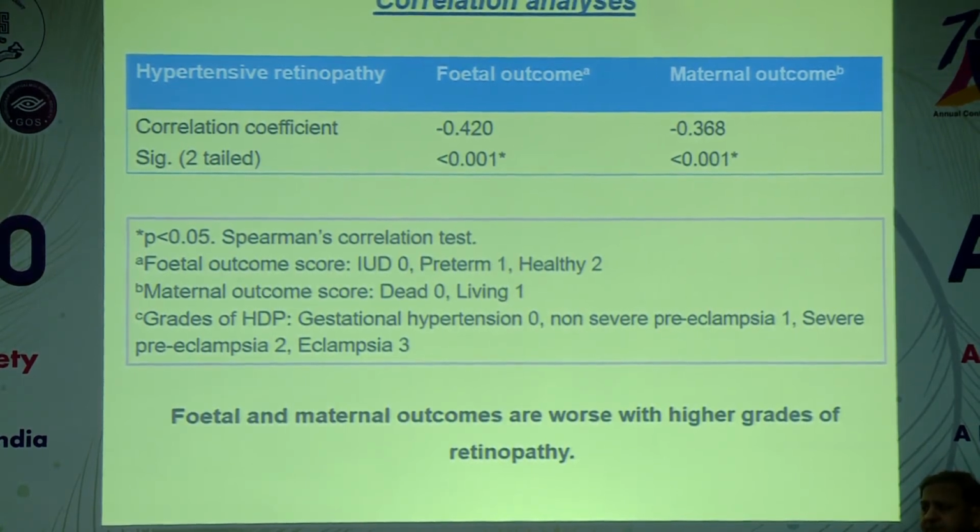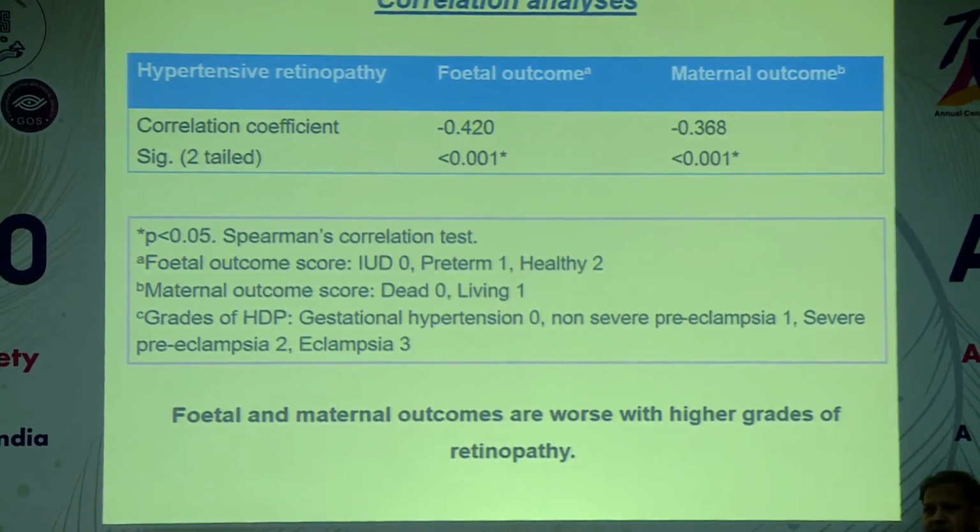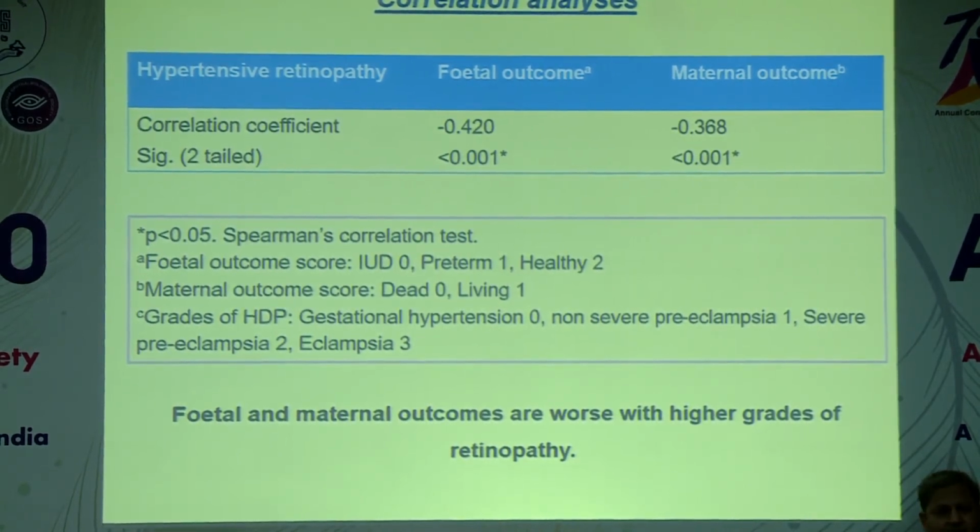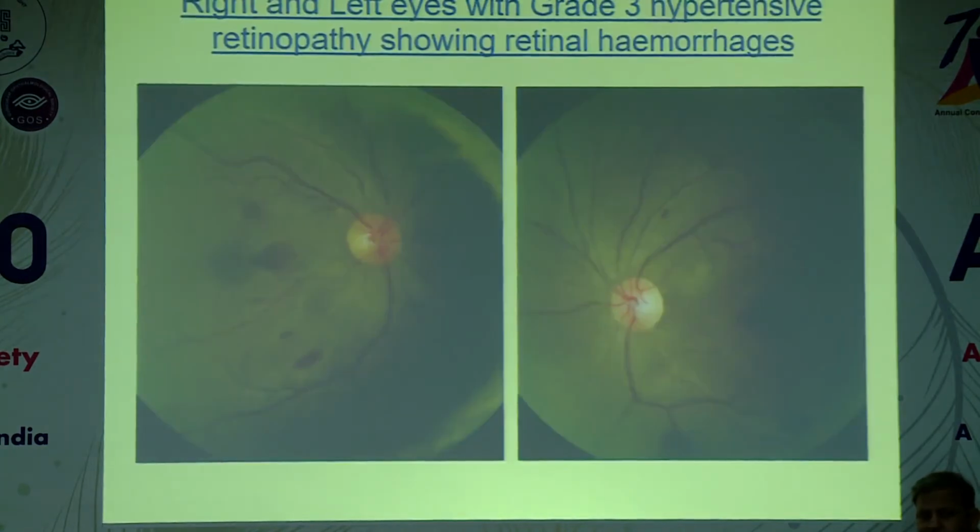So basically, fetal and maternal outcomes are worse with higher grades of retinopathy. This correlation was done by Spearman's correlation test with a p-value significant at less than 0.05. These are some pictures of our patients taken with the 20D lens.